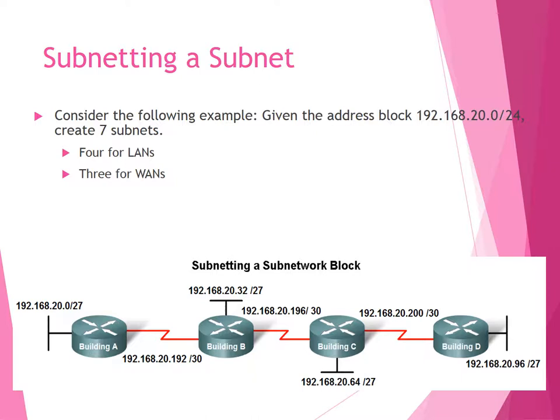Subnetting a subnet. Consider the following example. Given the address block 192.168.20.0/24, create 7 subnets, 4 for LAN, 3 for WAN. Subnetting a subnetwork block 192.168.20.0/24, buildings A, B, C, D and their IPs with subnetted IPs are shown in the diagram.